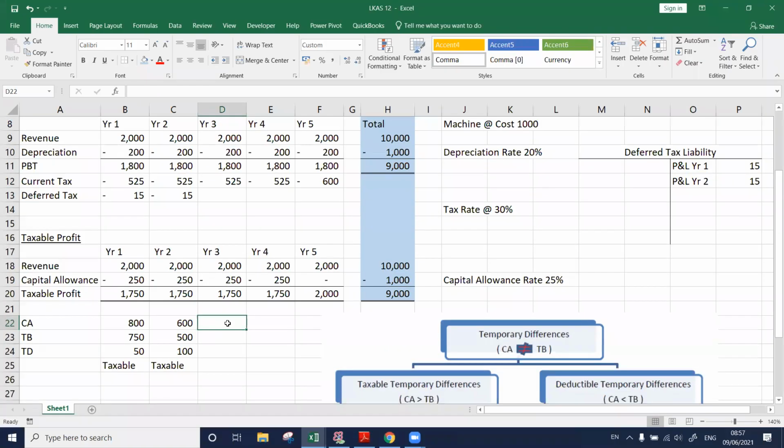This becomes 400, tax base becomes 250. Therefore, there is a difference of 150. Carrying amount is greater than the tax base. Therefore, this is a taxable temporary difference. Right? Taxable temporary difference into tax rate, 150 into 30% means 45. It means at the end of year 3 in our balance sheet there should be a balance of 45 as our deferred tax liability.